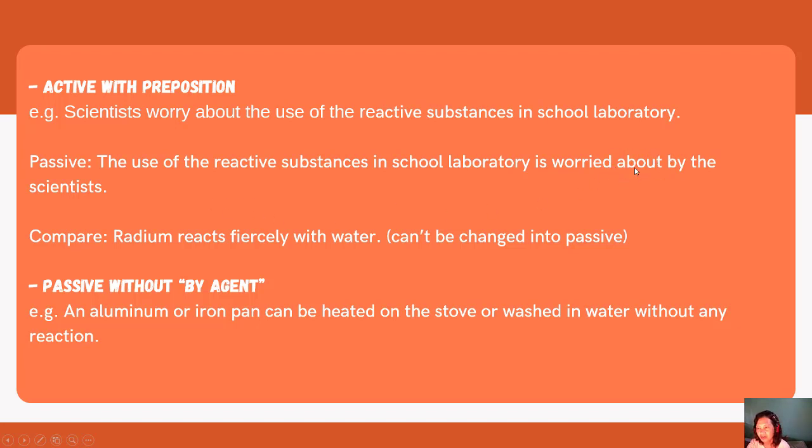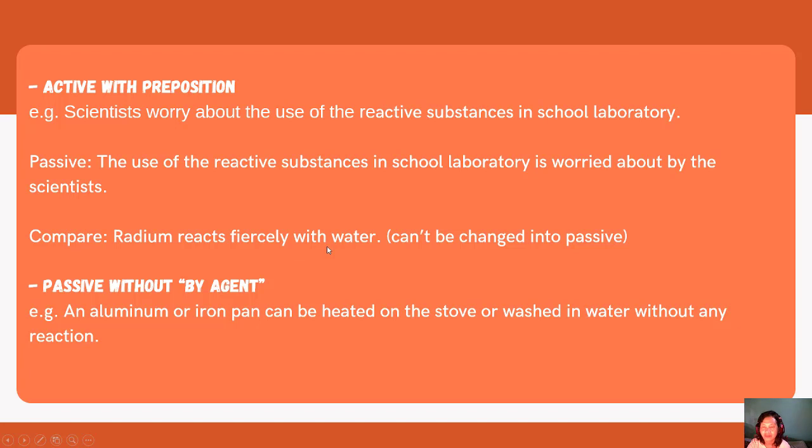Don't forget to put the preposition here. Sometimes the students forget to put about. They just miss the preposition. But compare this to this. Radium reacts fiercely with water. It cannot be changed into passive. Why? Because with here is not the preposition of the verb, or this verb is not a phrasal verb. That's why water is not the object or the direct object of the verb reacts. Radium reacts fiercely with water. You cannot have water is reacted by radium. No, of course not. That's why this cannot be changed into passive.